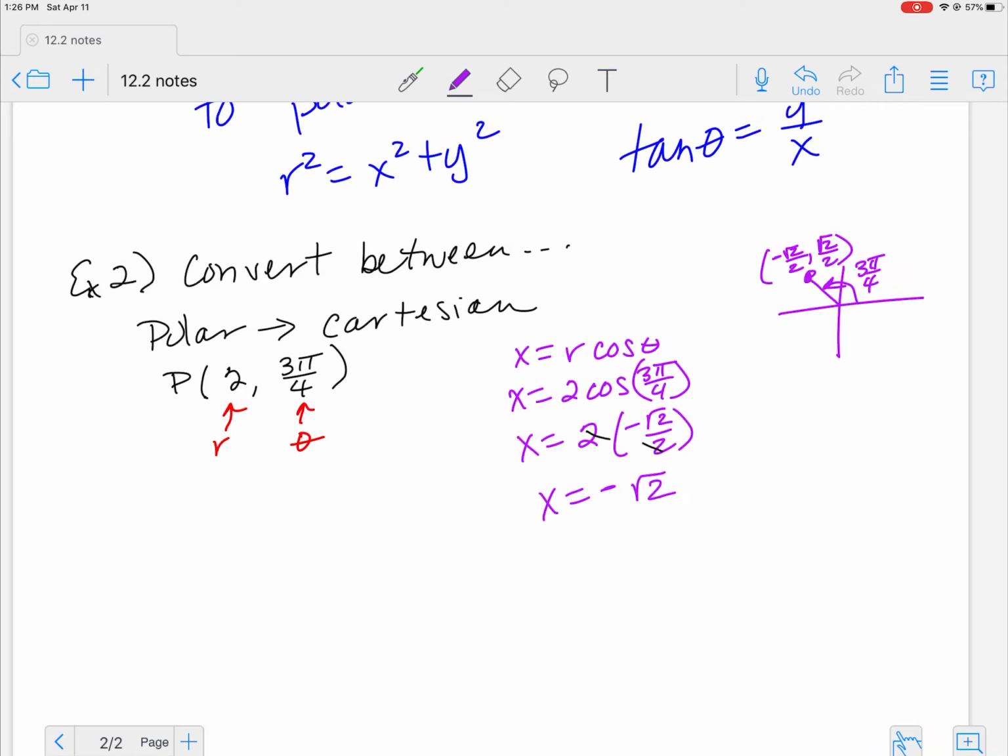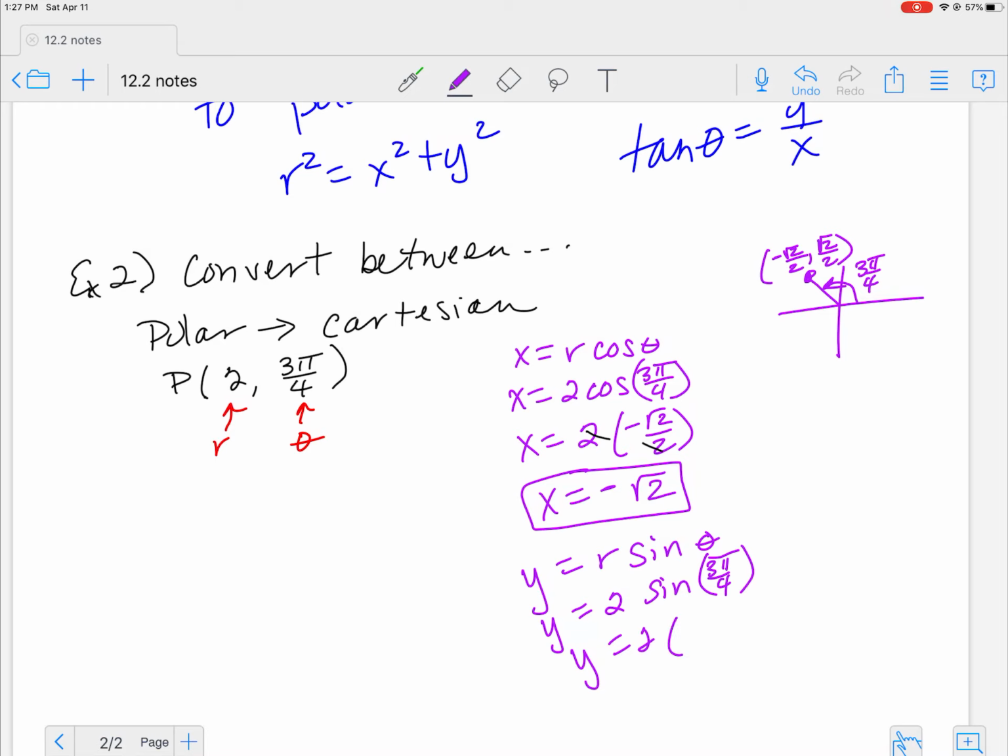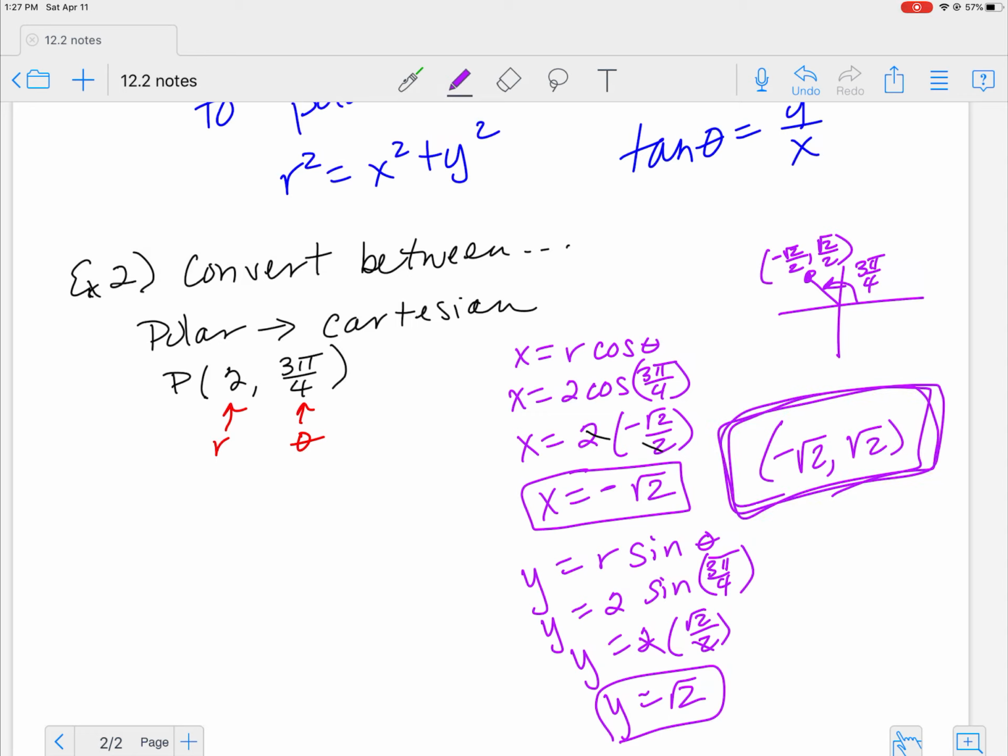Then you do the same thing for y. So there's my x, y is equal to r sine theta. So my radius is the same at 2, and then I have the sine of 3 pi over 4. So y is now equal to 2 times the square root of 2 over 2, and it's positive. The 2's still cancel, and I have the square root of 2. So my coordinate point here is going to be negative square root of 2, positive square root of 2. That's my coordinate point.